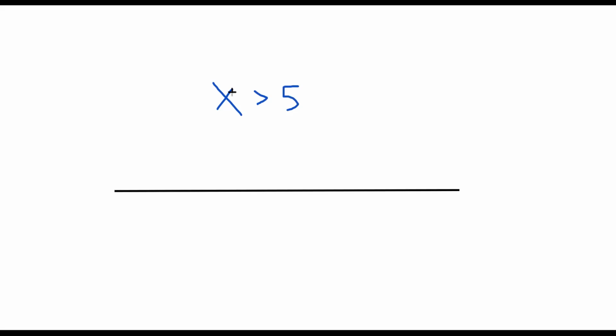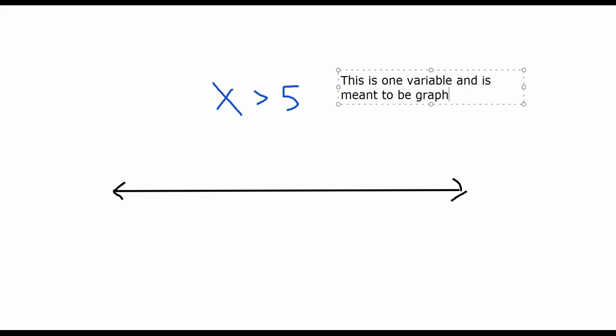Remember, if you had an inequality like x greater than 5, well, this is only 1 variable. But more importantly, we have to be careful because we can actually have things that we are meant to graph on a 2 variable XY plane, even if there's only 1 variable involved. That could be a horizontal or a vertical line, remember? So I need to say this is 1 variable and is meant to be graphed on a single number line.